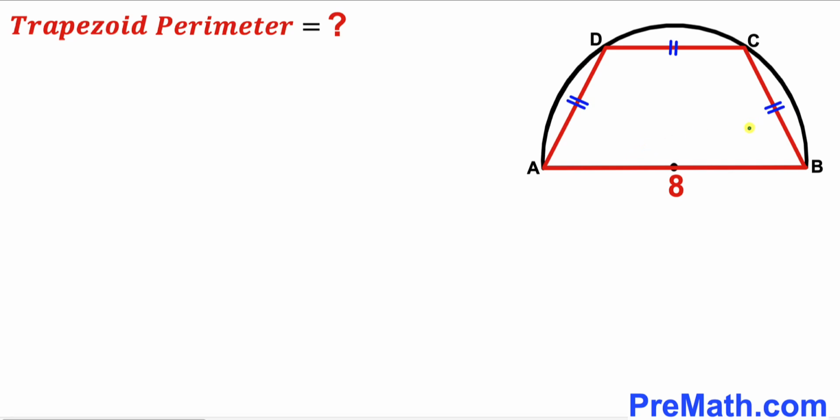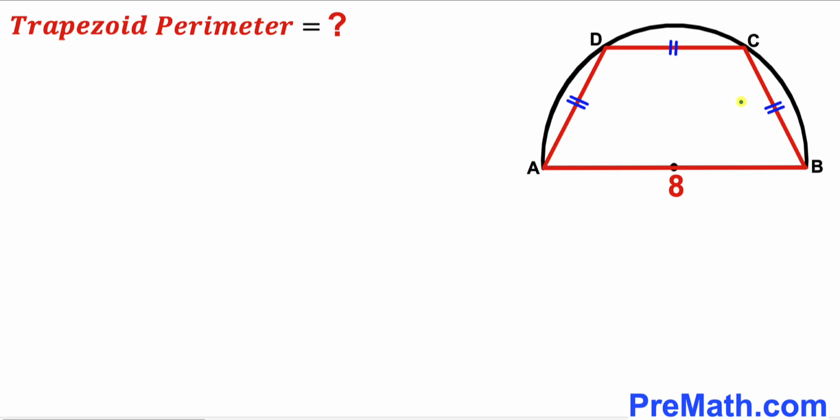Welcome to PreMath. In this video, we have got this isosceles trapezoid fully inscribed in a semicircle, as you can see in this given diagram, such that one of the side lengths of this trapezoid is on the diameter of this semicircle, and the diameter of this semicircle is 8 units.